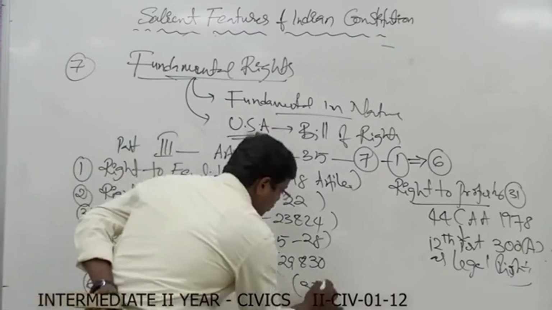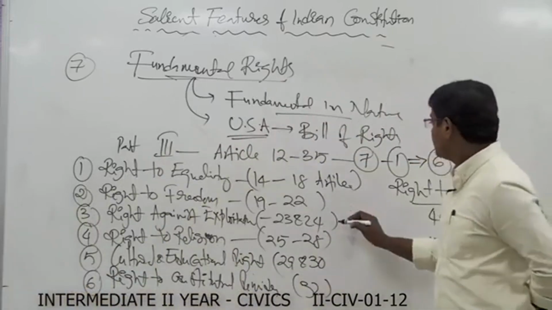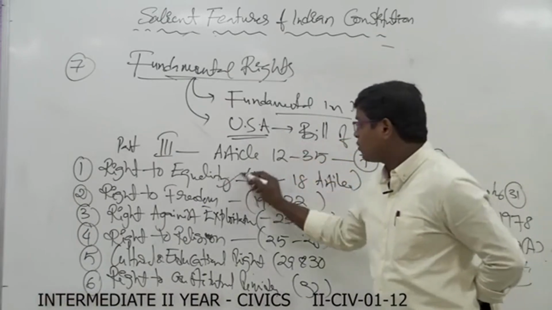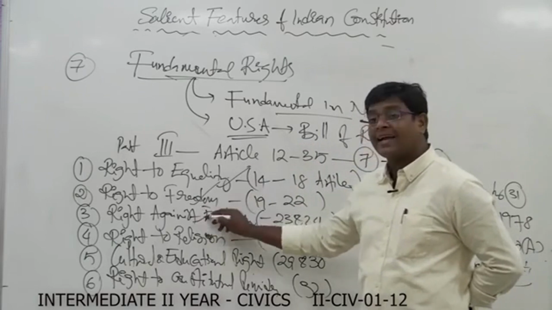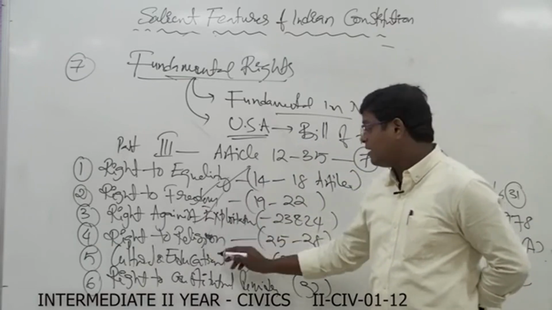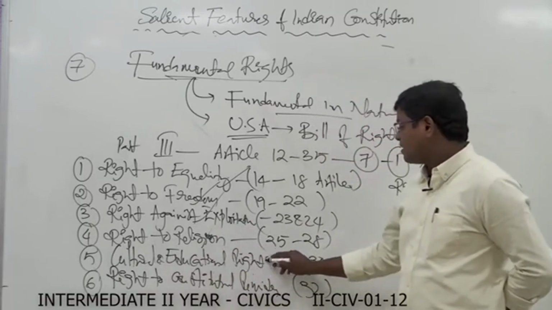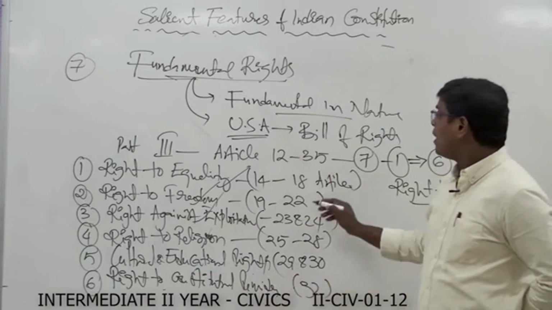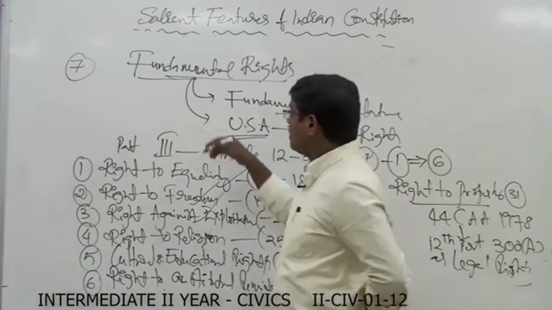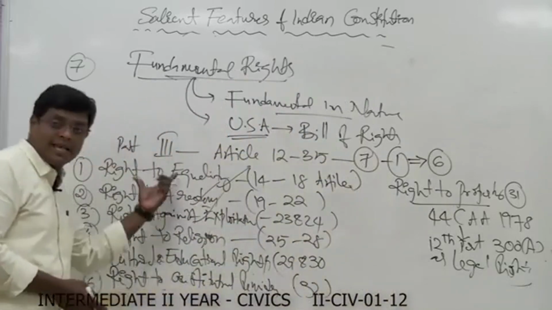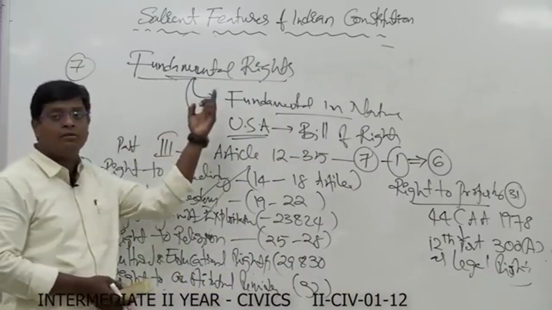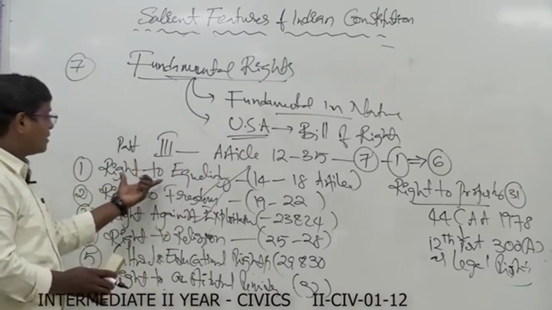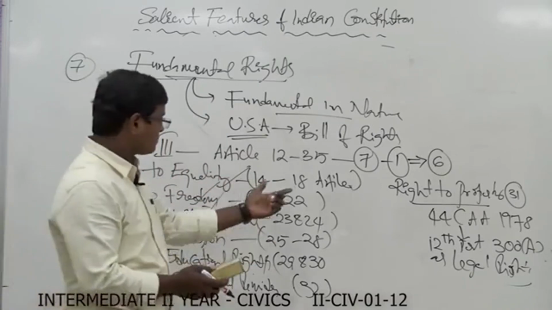Under Article 32. These are the 6 fundamental rights which exist at present in Part 3 of the Indian Constitution. What are they? Right to equality, right to freedom, right against exploitation, right to religion, cultural and educational rights, and then finally right to constitutional remedies. So you have to mention them clearly, in the same order, while you are making the answer. This is the order, starting with the right to equality, Articles 14 to 18.